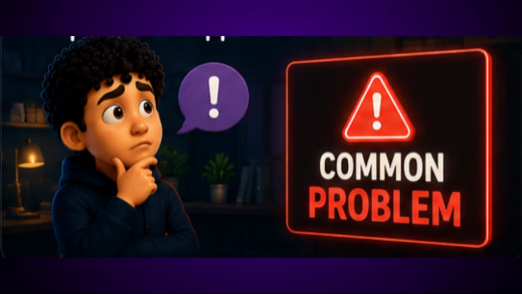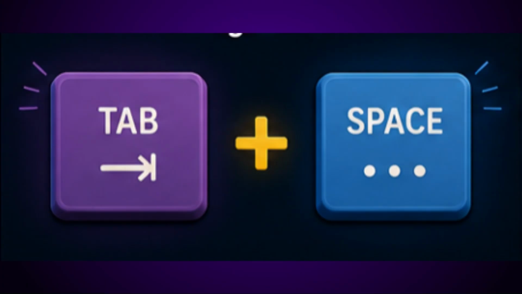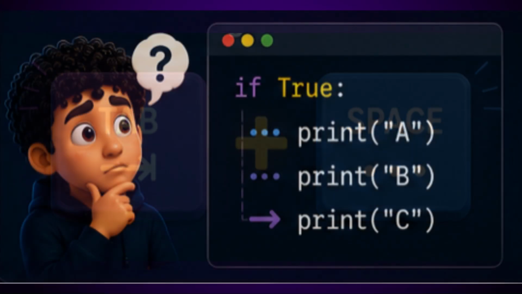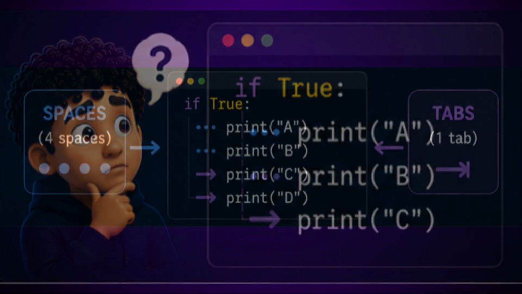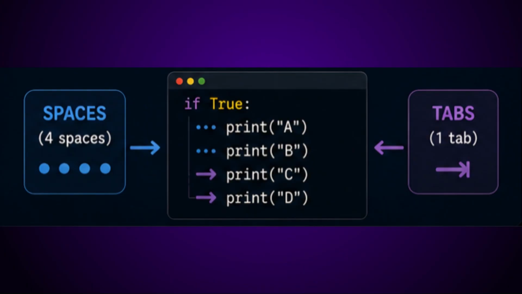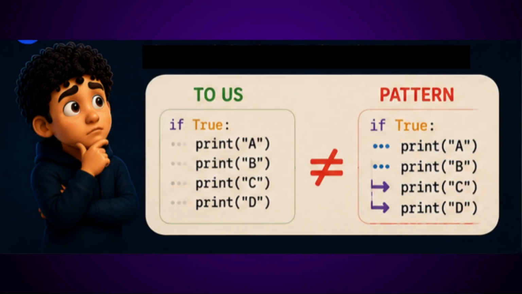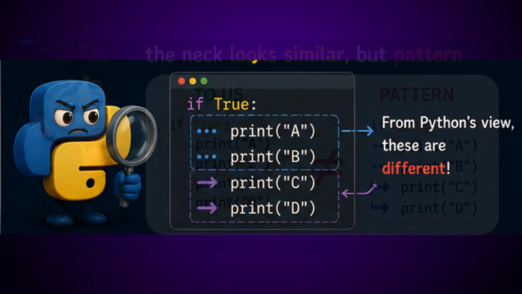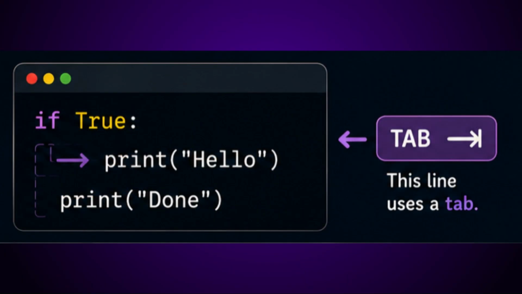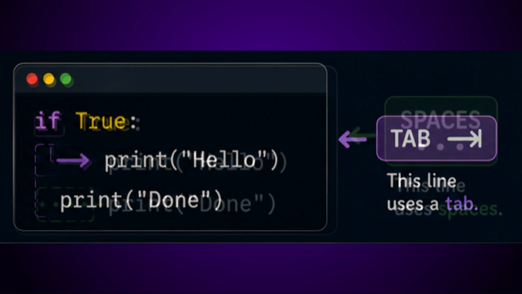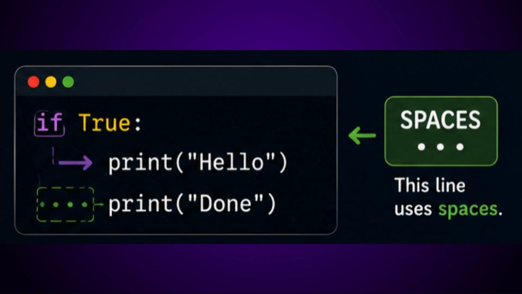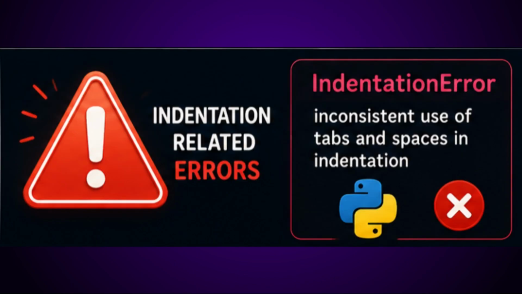Another common problem happens when tabs and spaces are mixed together. Some lines use spaces, other lines use tabs. To us, they might look similar, but Python sees them differently. Here, one line uses a tab, the other uses spaces. This can lead to indentation related errors.